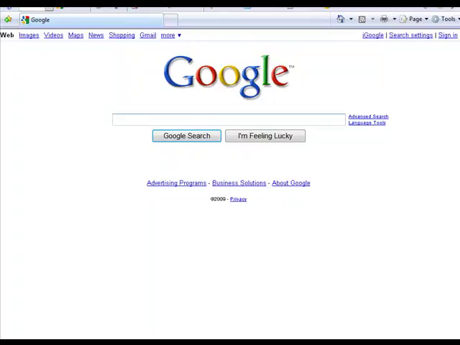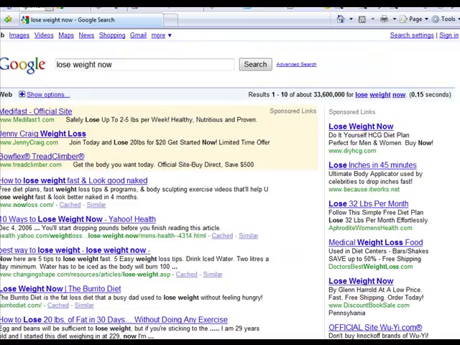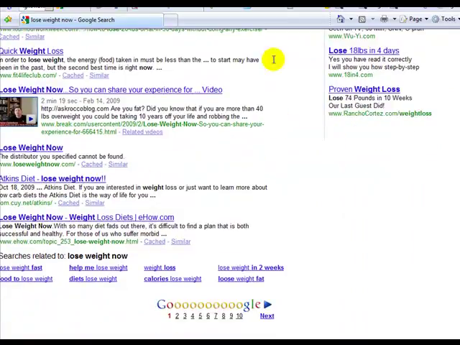Pay-per-click is basically whenever you go to Google and, let's say, I type in something like "lose weight now." I am somebody that wants to lose weight right away, so that's a pretty good phrase to be ranking for. What comes up here are natural search results. Of course, if you have a website, you want to be ranking here. That takes a lot of time and effort.